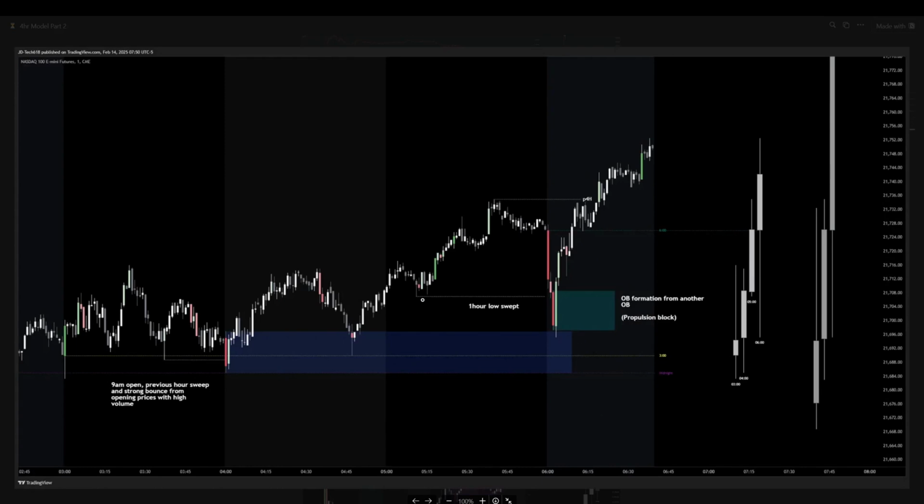Oh, sorry, one thing to mention. So you've got the 1 hour low swept, you've got the order block formed, okay, and you've got a previous 4 hour high, okay. So this was 6 a.m. 6 a.m. drove down into a 1 hour low sweep, okay. It bounced off of this order block, it created a propulsion block, and then it ran for the previous 4 hour high, okay.